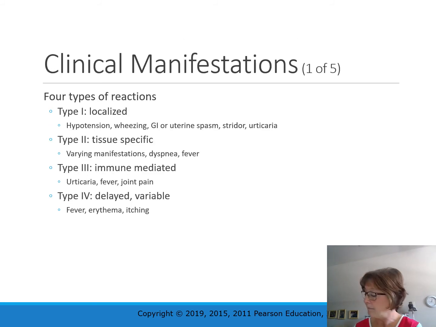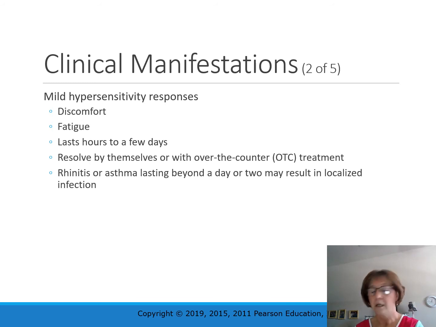And then there are 4 types of reaction, type 1, 2, 3, and 4. Type 1 is localized, and you may see hypertension, wheezing, GI or uterine spasm, stridor, medical emergency, urticaria. Type 2, shortness of breath and fever. Type 3, urticaria, fever, and joint pain. And then type 4, fever, erythema, and itching. These are medical emergencies, and you need to respond to these.